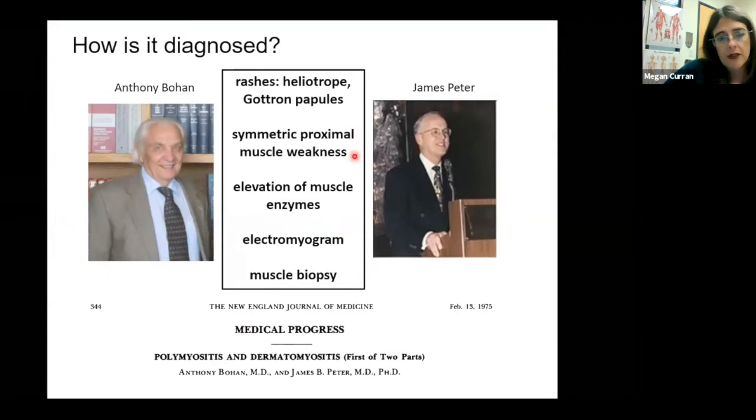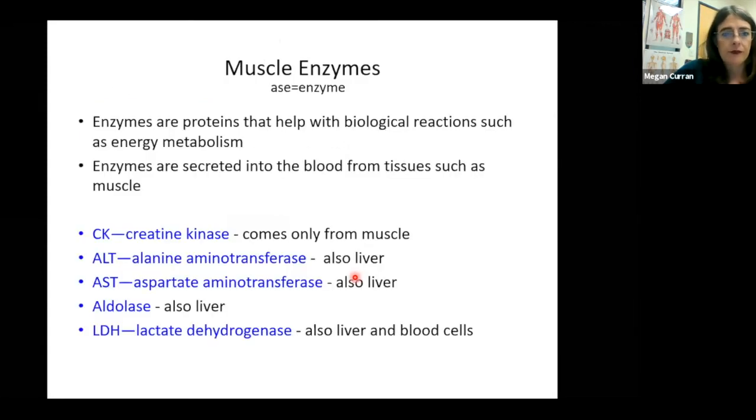So we've talked about the symmetric proximal muscle weakness. And then moving forward, we'll talk a little bit about muscle enzymes, chemicals in the blood, and then 2 other ways to look at muscle to decide if it's affected, called an EMG or doing a muscle biopsy. So muscle enzymes are proteins that help with biological reactions such as energy metabolism. And the ending of the word ACE means enzyme.